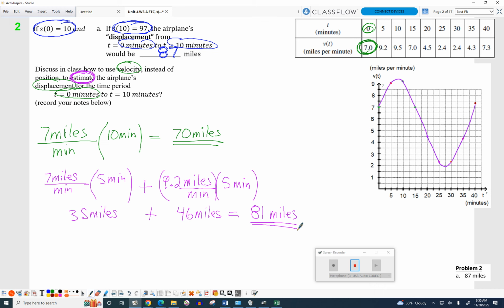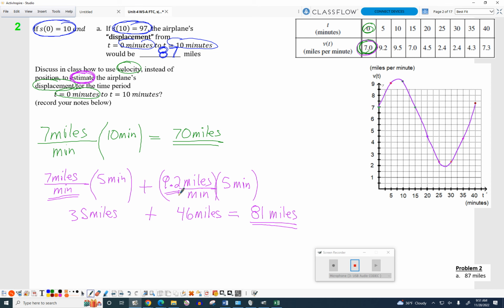Yeah, here we're assuming the plane has a velocity of 7 miles per minute for an entire 10-minute period. But then we say, no, not really. It would be better to assume that the plane has a velocity of 7 miles per minute for only 5 minutes, and then the plane has a velocity of 9.2 miles per minute for the next 5 minutes. That's a better estimate. 2 points if you knew that, 3 for Drex.